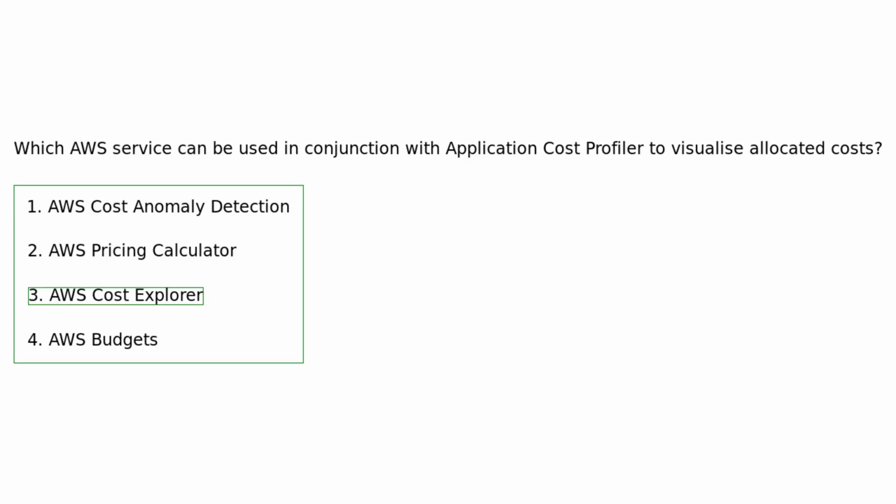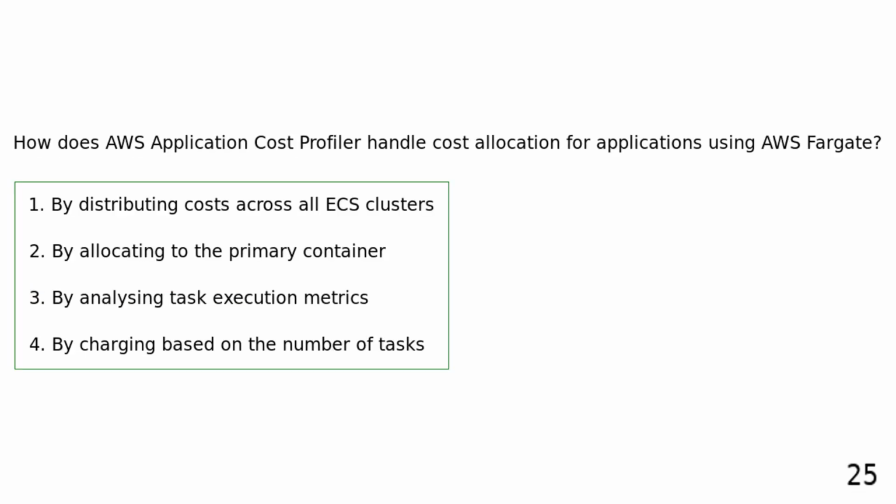After allocating shared costs with AWS Application Cost Profiler, you can use AWS Cost Explorer to visualize and analyze these costs, providing graphical representations and trends. How does AWS Application Cost Profiler handle cost allocation for applications using AWS Fargate?